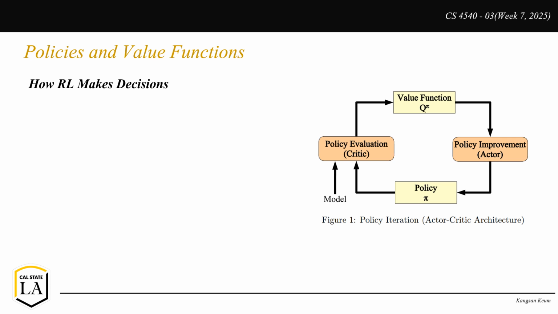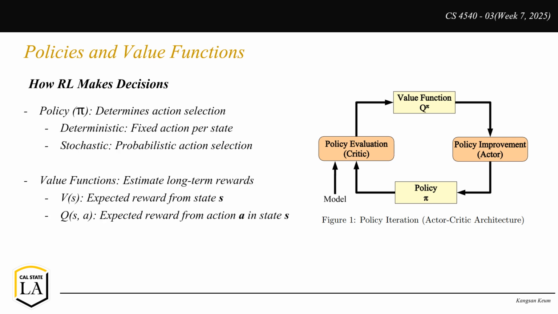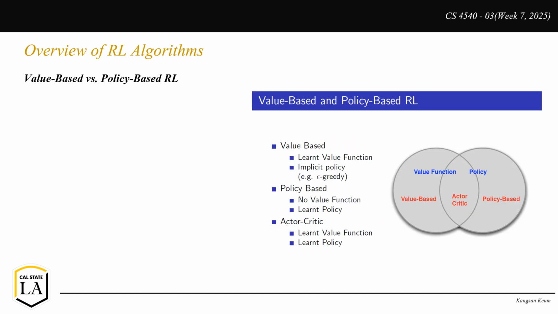In order to make optimal decisions, an RL agent needs a policy and a value function to evaluate the potential outcomes of its actions. A policy defines how the agent selects actions. It can be deterministic, always choosing the same action for a given state, or stochastic, selecting actions based on probabilities. A value function estimates the total expected reward from being in a given state. A Q-value function goes a step further and estimates the expected reward of taking a specific action in a given state. By continuously updating these values through trial and error, the agent gradually learns the most effective strategy for maximizing its long-term reward. The ability to learn from rewards rather than explicit supervision is what makes reinforcement learning so powerful.